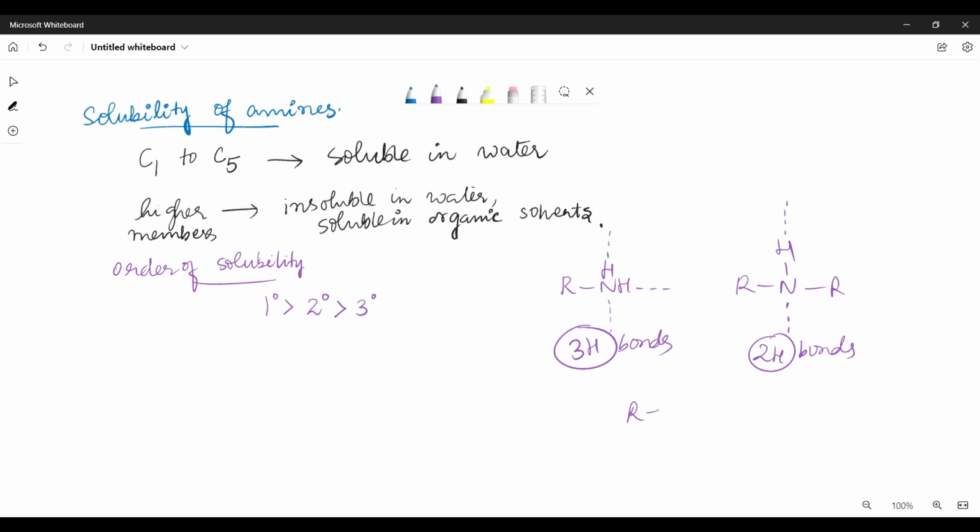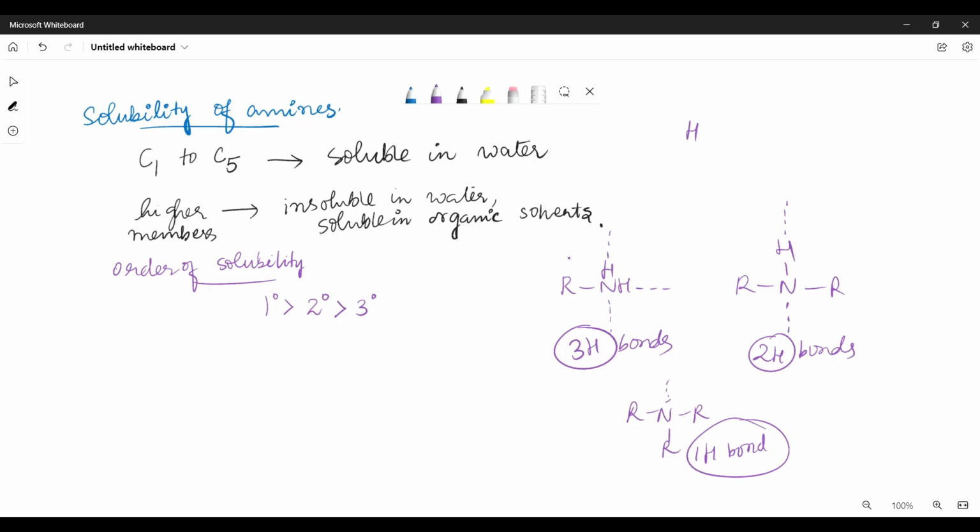In tertiary amines, only nitrogen can form hydrogen bond. So 1 hydrogen bond. Okay. So primary amines can be more soluble because they can easily form bonds with water when they're added into water. They can easily form hydrogen bond.